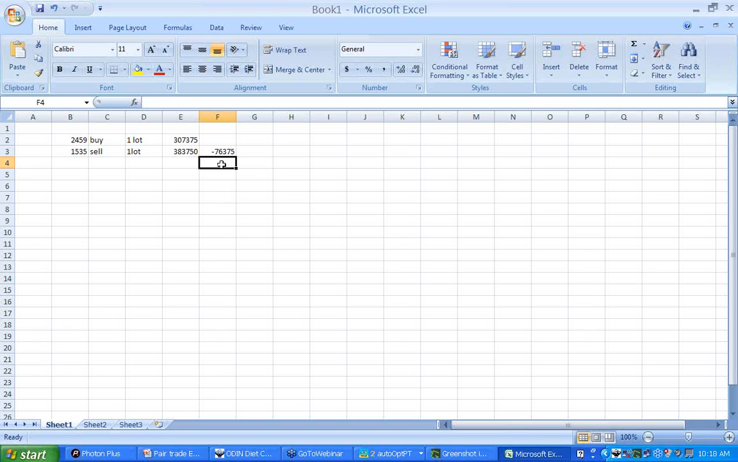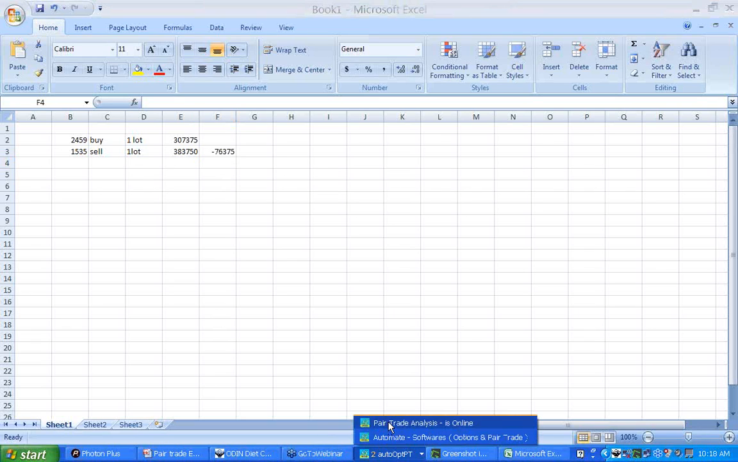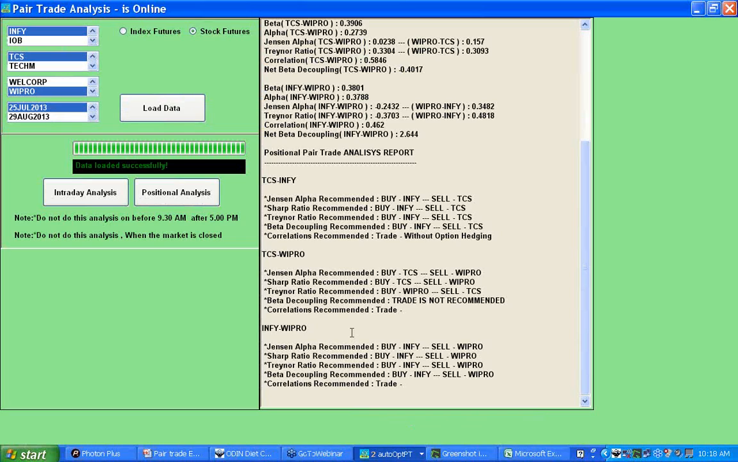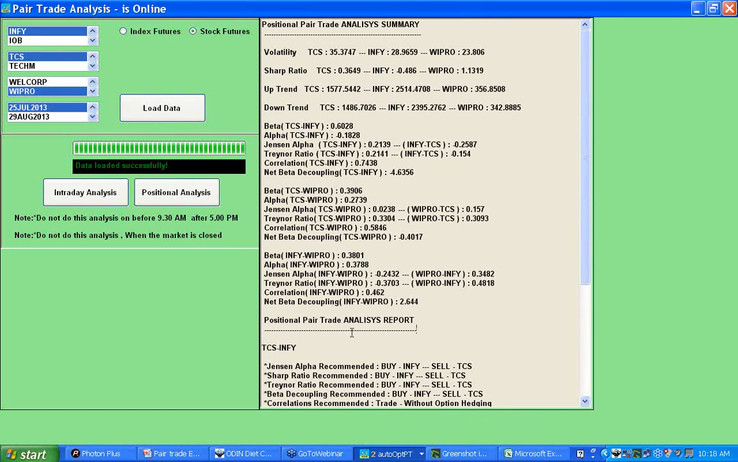Now someone has asked me if I am going to do this trade with respect to hedging. If you are using this tool, it gives you enough information. We have already entered the trade. First we enter the trade: bought Infosys, sold TCS. We have done it. Now we will go back to this part.